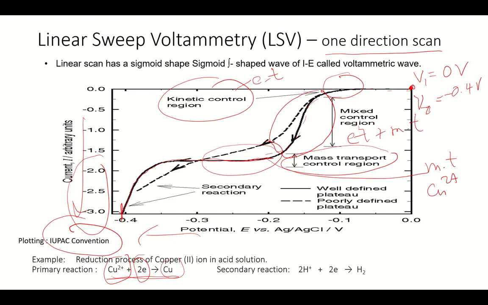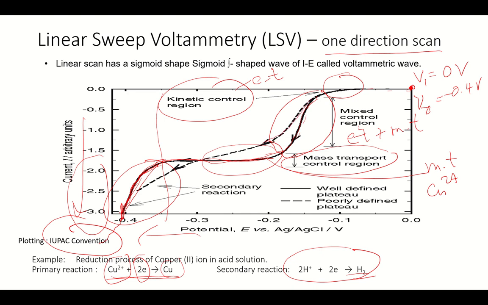So this line is diffusion control. This is the second part, the secondary reaction. Try to avoid this to produce a very smooth copper film, because this is the start of hydrogen evolution. Bubbles will start to form here, and more hydrogen will form when you increase the potential.